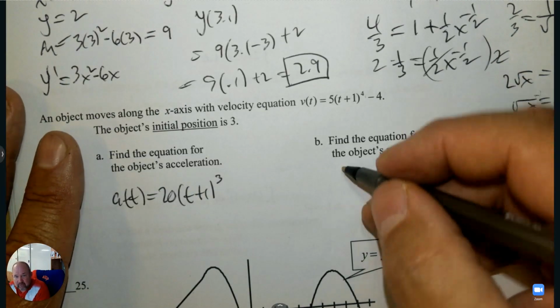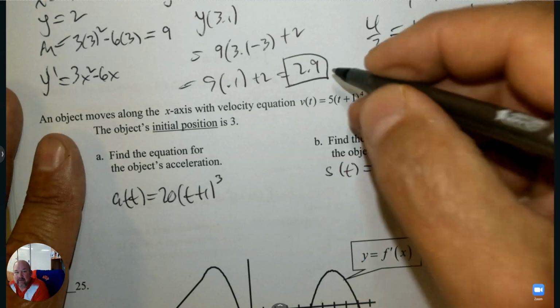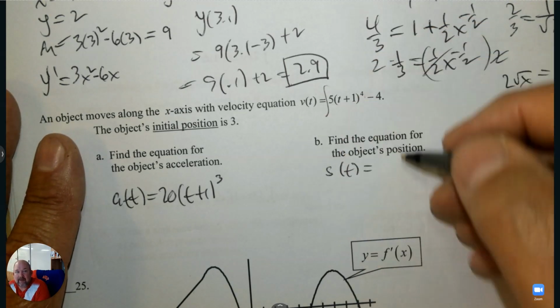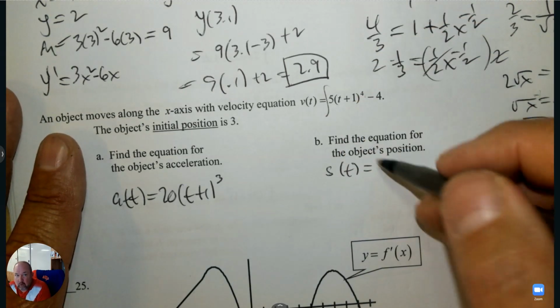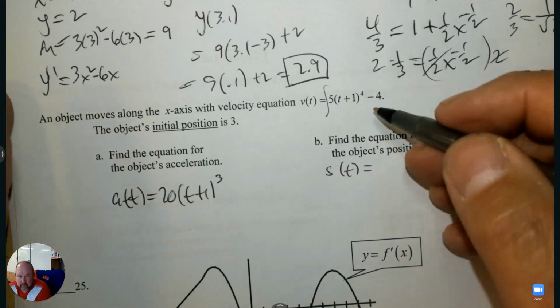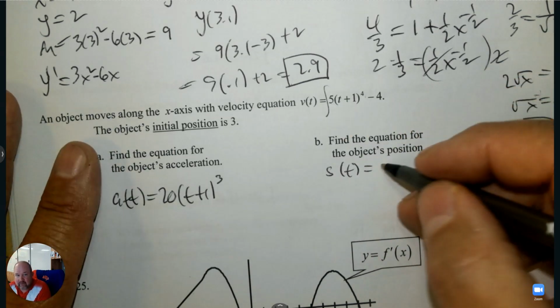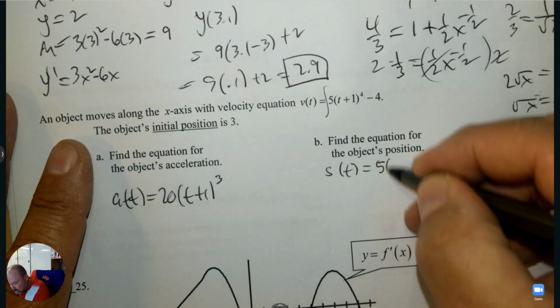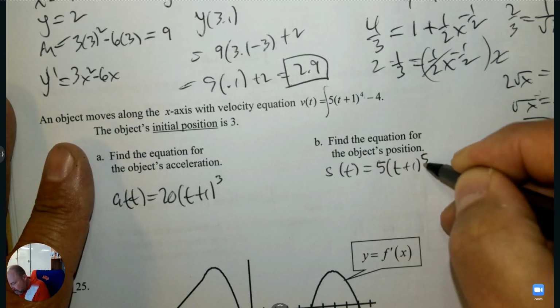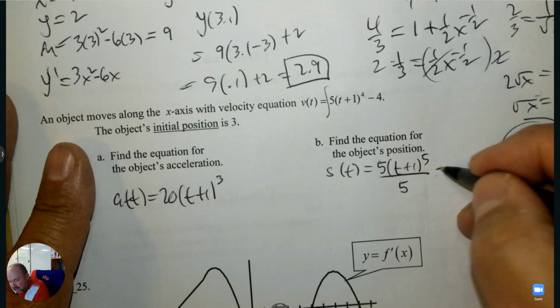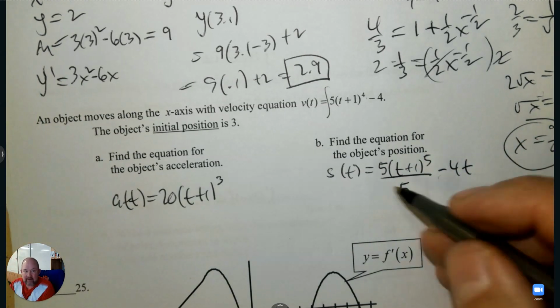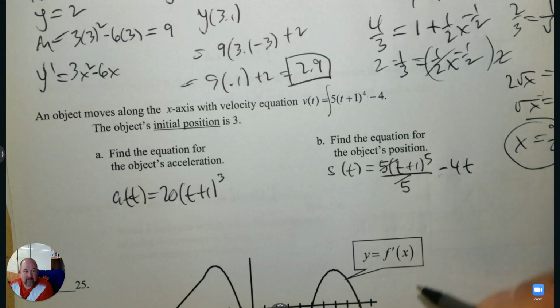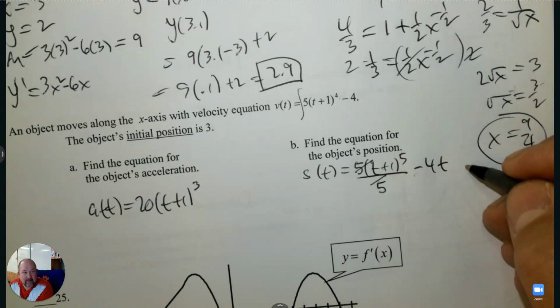What's the position? We'll call that s. We have to integrate this. If I integrate this, there is no hook there, because the hook would just be 1. So we need a 5. All I have to do is add 1 to the exponent and divide. Then negative 4 would just be negative 4t. These 5s do divide out. And now you've integrated it, plus c.